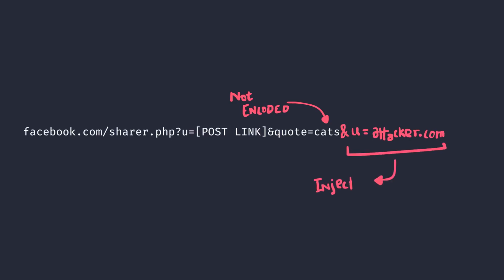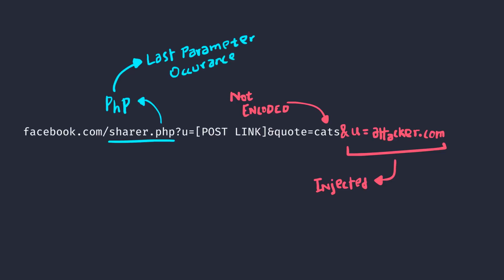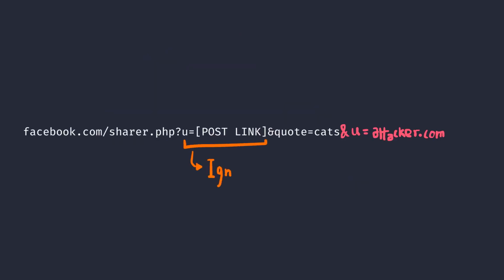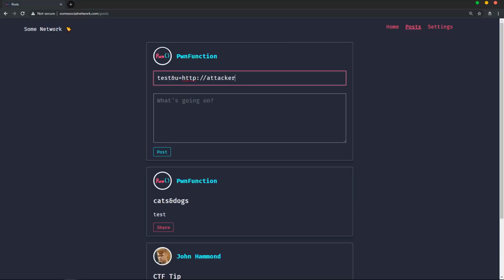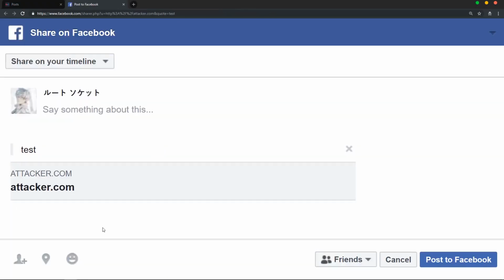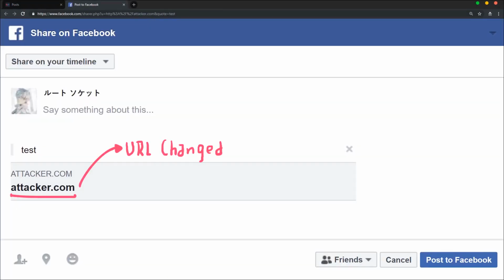Now, if you notice, there are two u parameters. If you look closely at the Facebook share URL, you'll see the name of the file which is responsible for sharing all the stuff on Facebook. It's sharer.php. Now we know it uses PHP. Usually, PHP considers the last occurrence. So in our case, the original u parameter which comes first will be ignored and our newly added parameter will be considered because it's the last occurrence. And now, when you try to share the link on Facebook, it will accept our attacker website instead of the original post URL. The behavior that you just saw is termed HTTP parameter pollution.